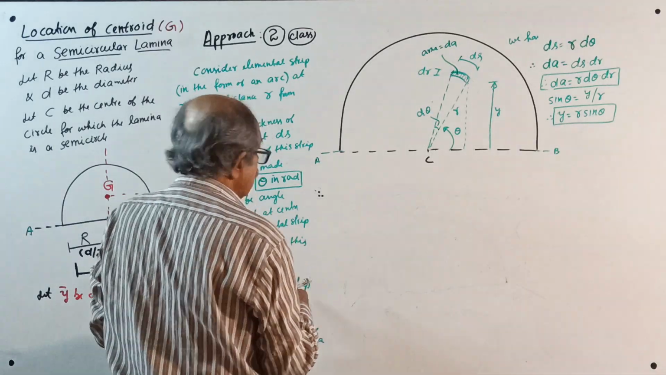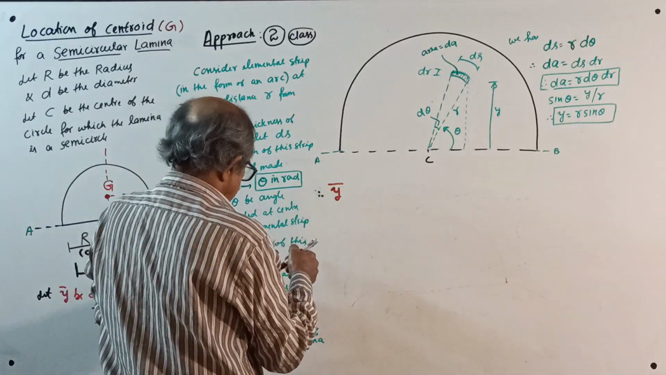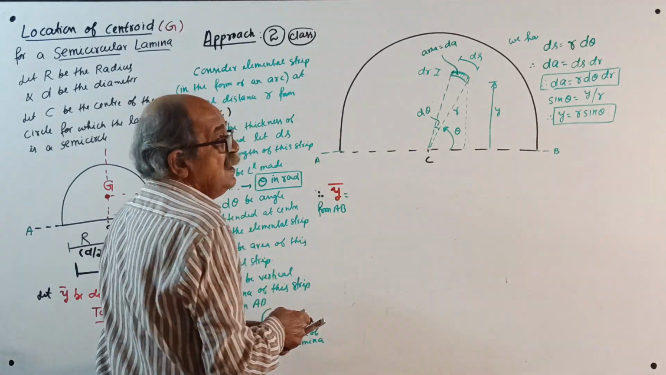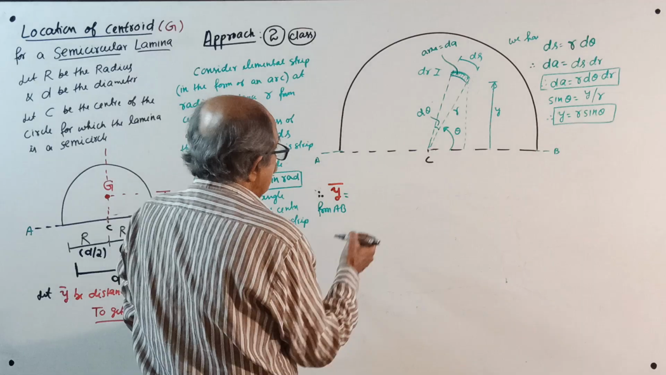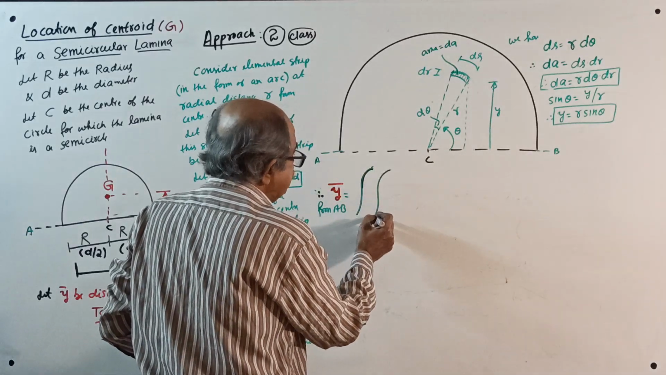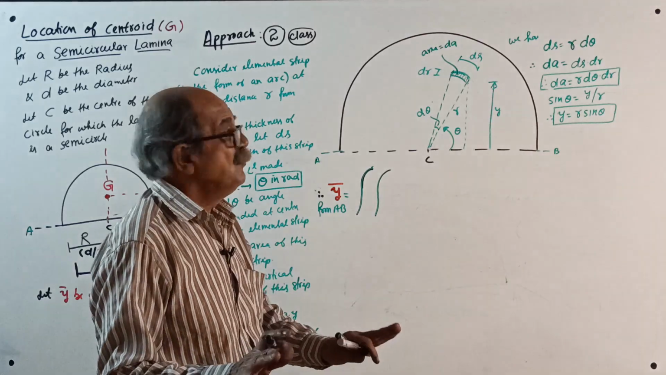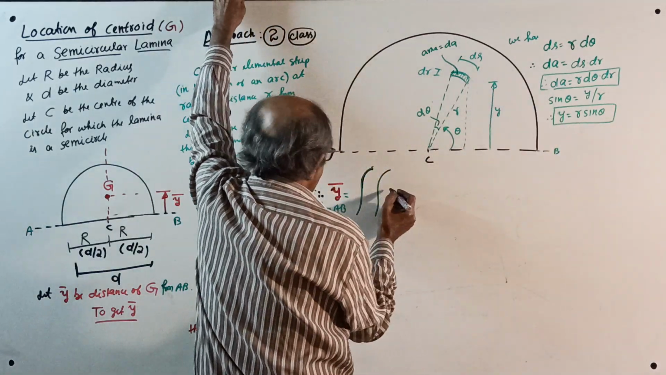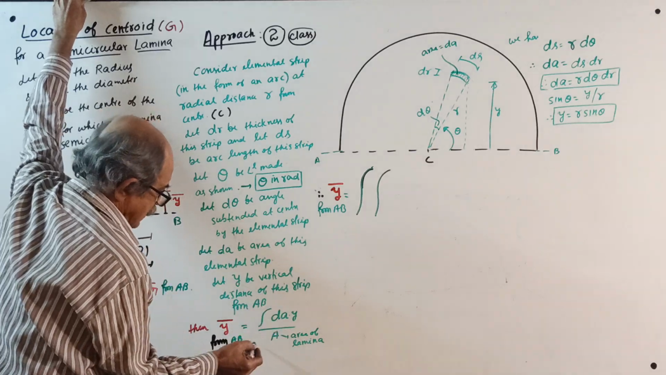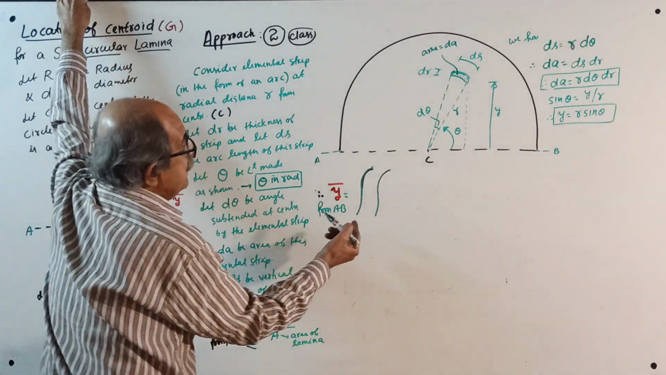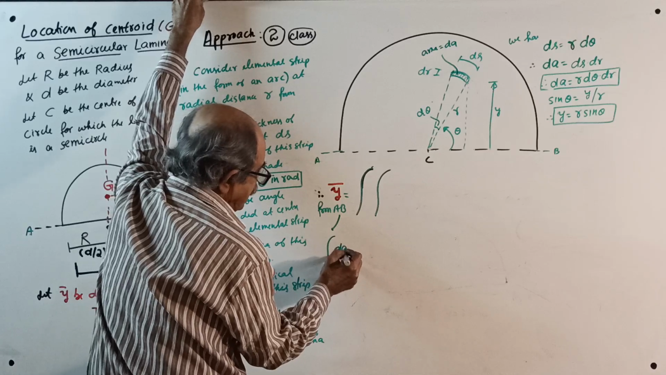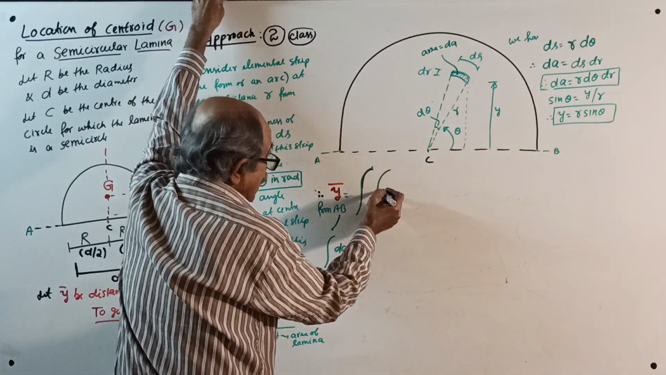Therefore, what you want? Y bar from AB equal to double integration. One minute, I will tell you what to substitute here. This is the formula for y bar. Formula is integration of dA into y, divided by area. So, double integration of y dA.